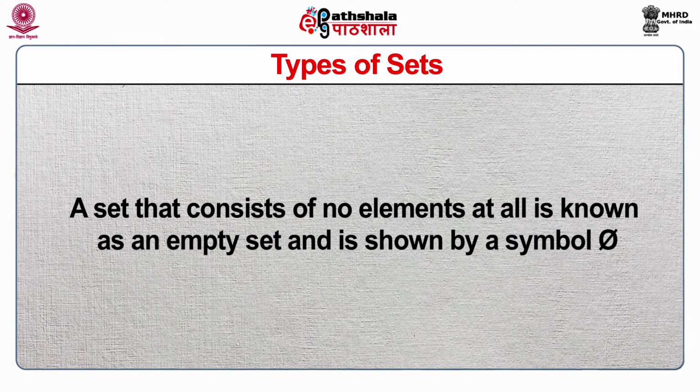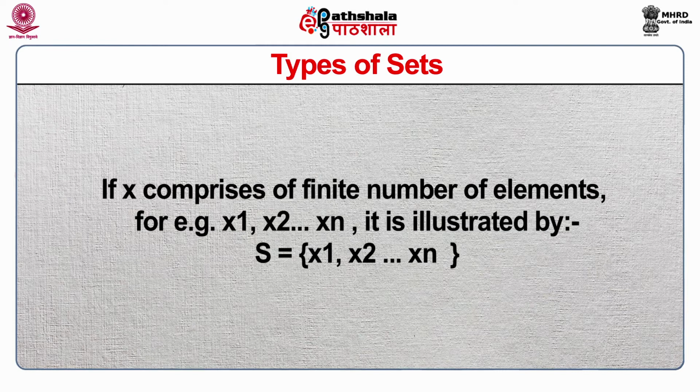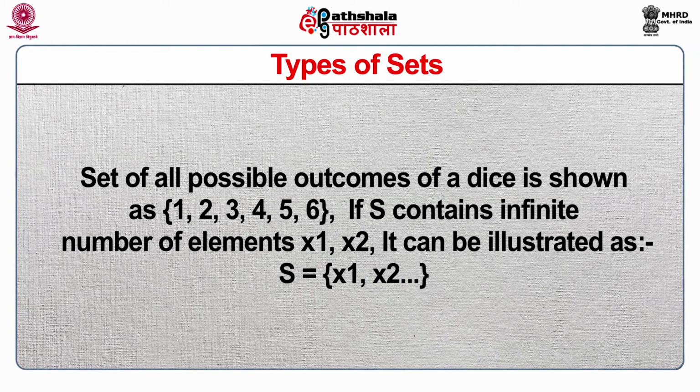A set that consists of no elements at all is known as empty set and is shown by a symbol phi. If S comprises a finite number of elements, for example x1, x2 till xn, it is illustrated as S is equal to within the curly brackets x1, x2 till xn. For example, the set of all possible outcomes of a dice is shown as 1, 2, 3, 4, 5, 6.